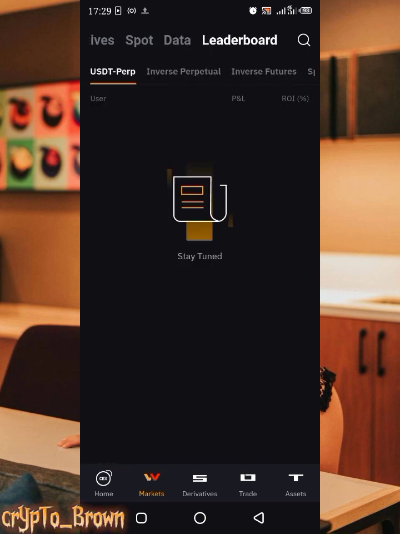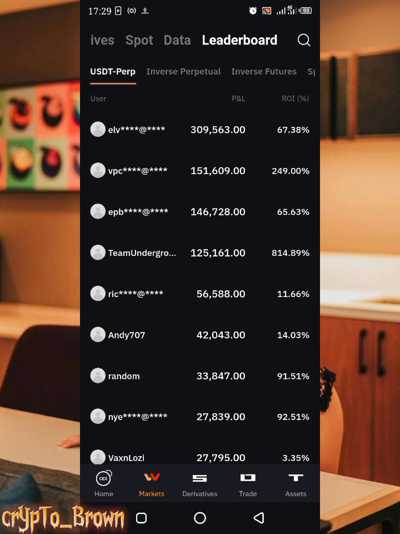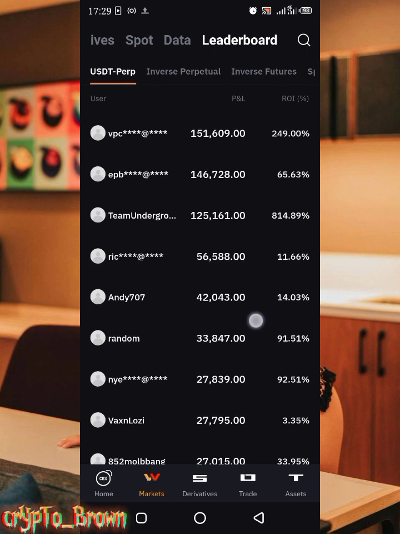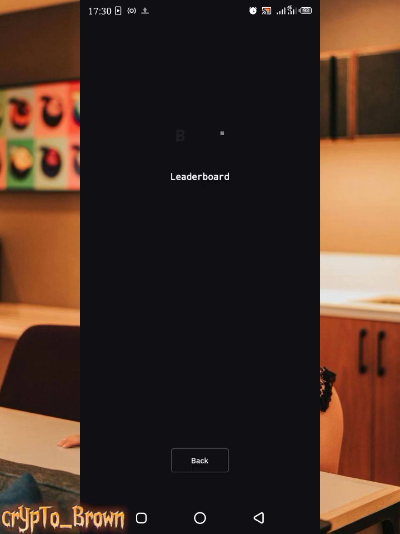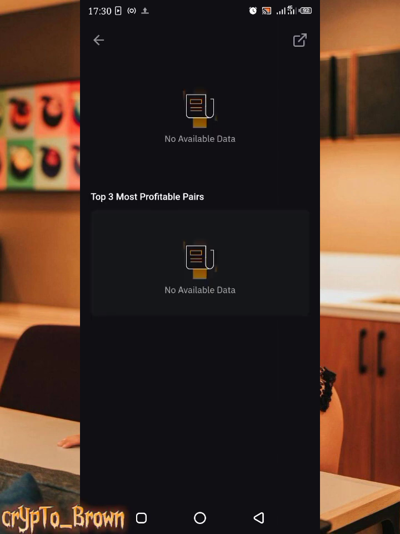You can look at the leaderboard. The leaderboard shows the World Series of Trading, those who are topping. You can choose to follow them, and this guy has an actual PNL of $309,000 with an ROI of 67.38. You can choose to follow that person and get more of his or her trades if he or she decides to post them.